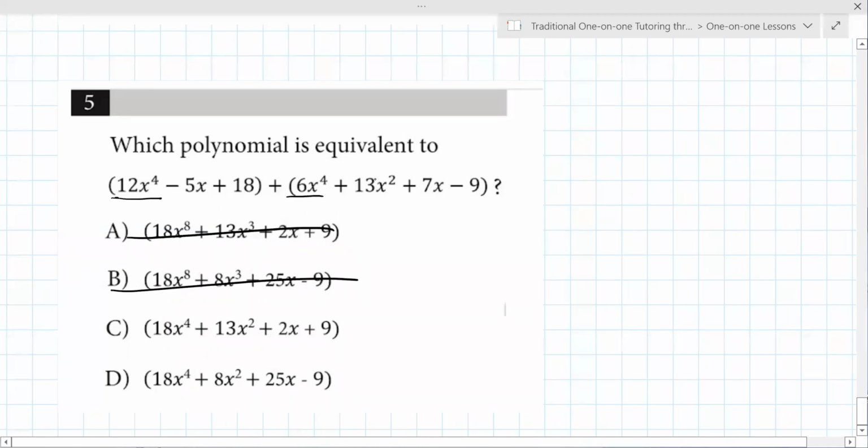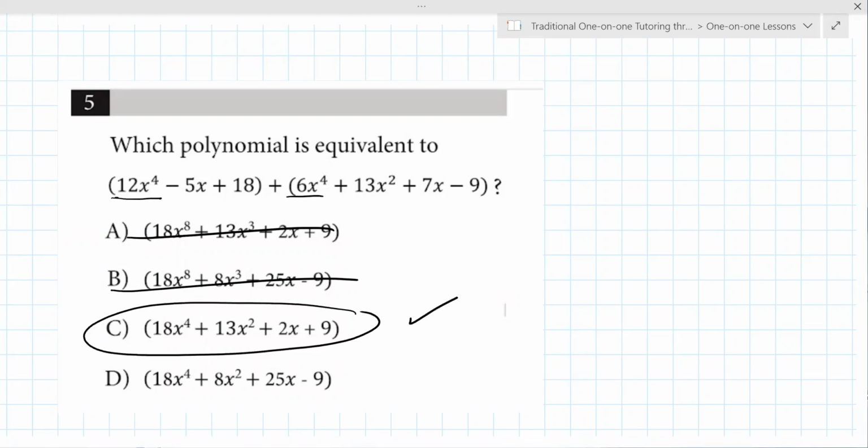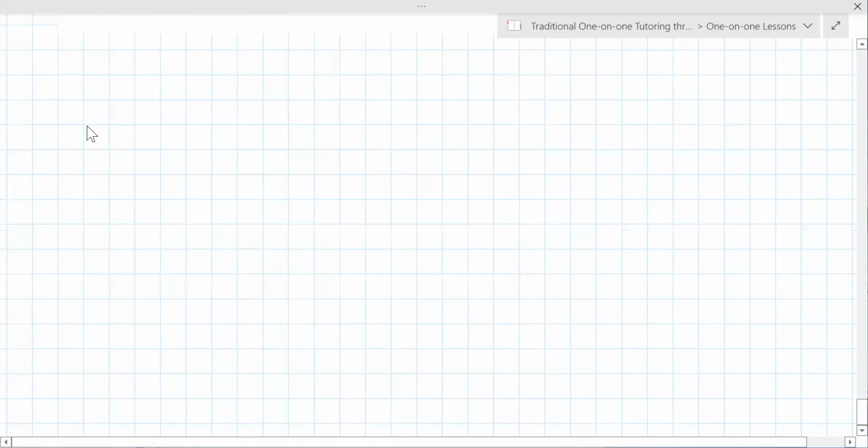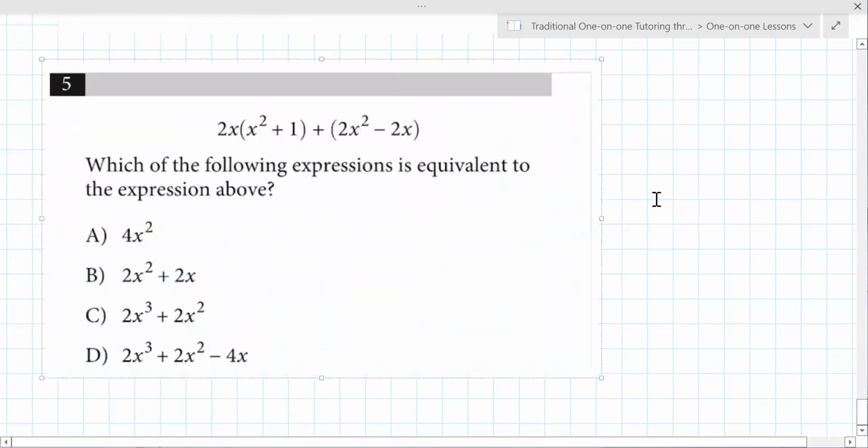Minus 5x, and then I would go with the 7x. That gets me to 2x. And I would say, oh, there's my answer, letter C. I think that's what she said. Good. All right. Does this seem difficult to you? No, it doesn't. Good. It shouldn't be. You're doing great. Okay, one more here, and then we're going to move on to a new topic.